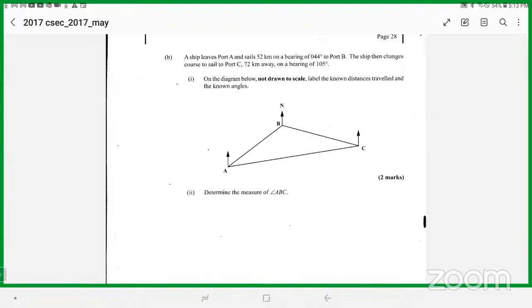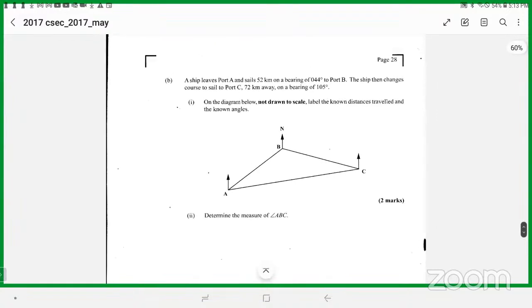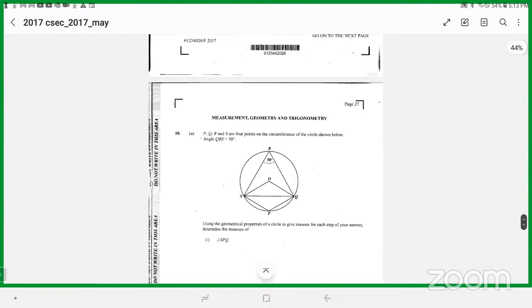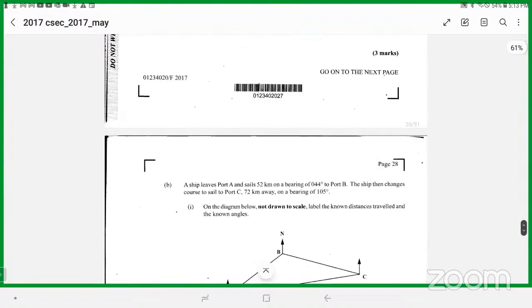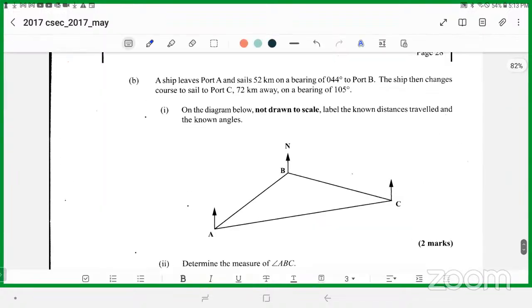All right. So this is the first one. This is on the June 2017 paper. It's a bearings question, 10B, and let's get right into it. All right, so let's go.